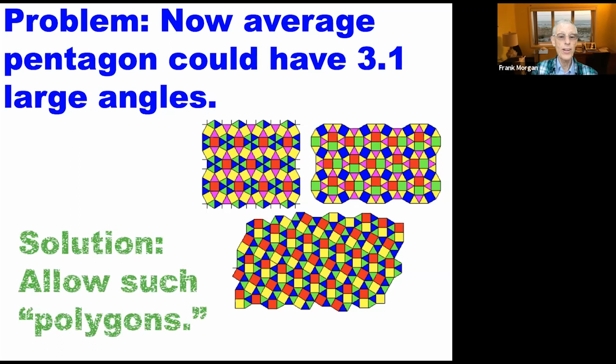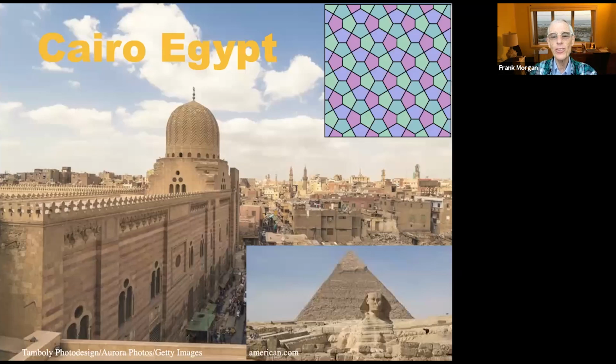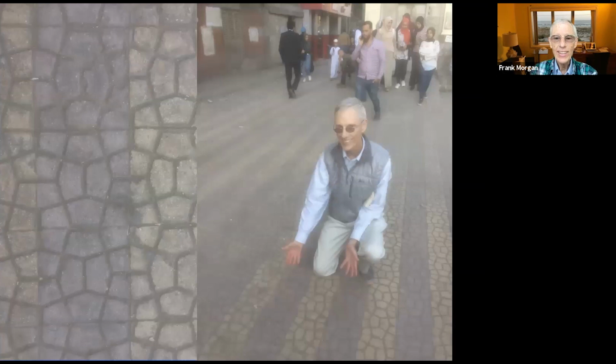So there's the theorem published in 2012, but it wasn't until 2015 that I did the final part of the work and set off for Cairo, Egypt to see if I could still find on the streets these Cairo tilings. There was a report that they were right outside the Albahus subway station. So after I got settled, I took the subway to the Albahus subway stop, and sure enough, there they were.